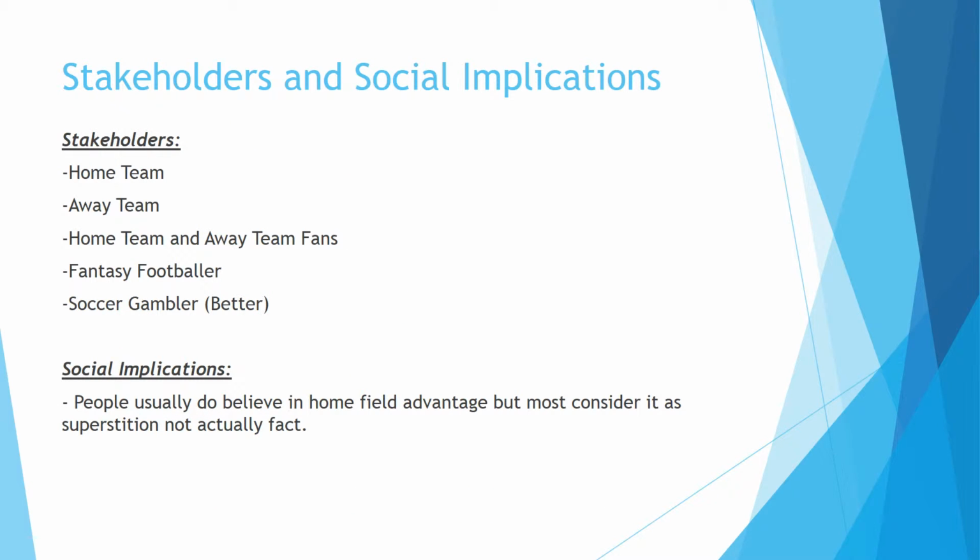Okay, we're going to talk more about stakeholders and social implications. The stakeholders involved with this home field advantage are the home team and away team, and the home team and away team fans, because they'll be cheering for their team to win. We also have fantasy football players, who are just trying to bet on the right team and the right players. And we have soccer gamblers who bet their money on the team. They would love to know whether the team would win or not.